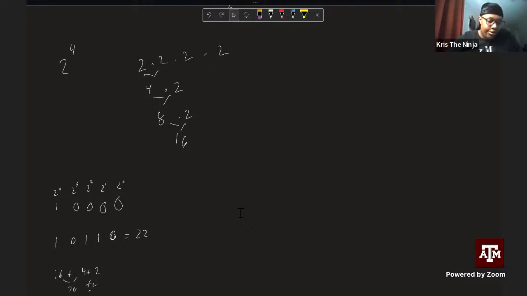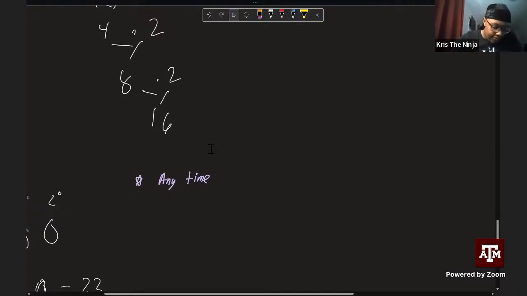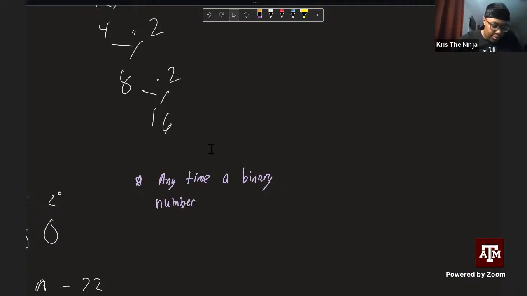Here's a side note that will help you in the future. Anytime a binary number ends in 0, it is even. How did I figure that out? Well, one, Dr. Porter told me. Can't get much simpler than that.